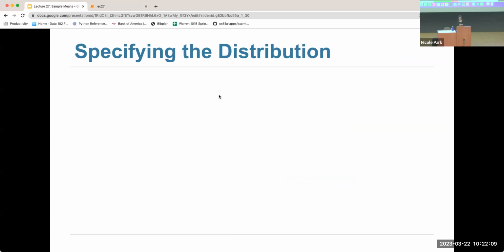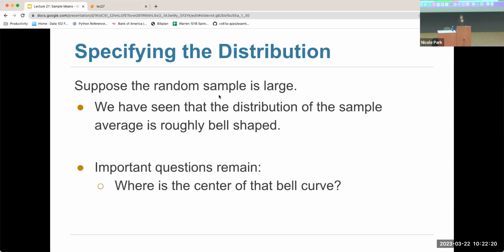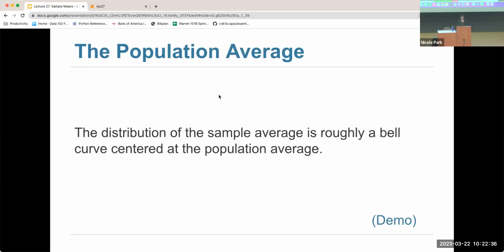So, specifying the distribution. Suppose the random sample is really large. We have seen that the distribution of the sample average is roughly bell-shaped. Some important questions remain: where is the center of that bell curve, and how wide is that bell curve? Where is the center means where is the mean of the sample averages, and how wide is the bell curve means what is the standard deviation of those sample averages. The distribution of the sample average is roughly a bell-shaped curve centered at the population average.